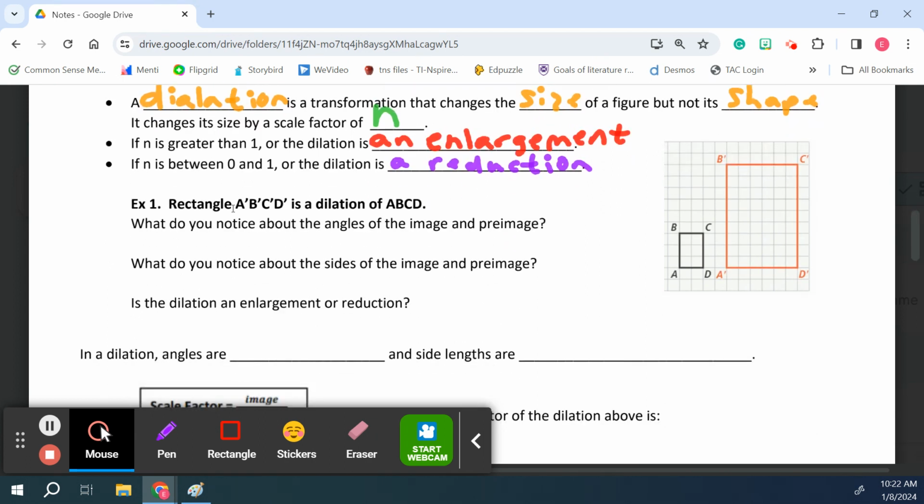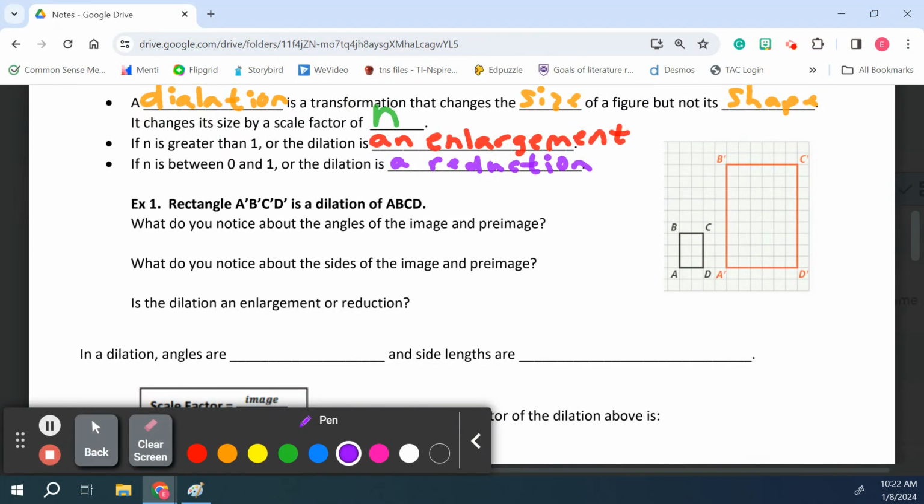All right, so it says rectangle A prime, B prime, C prime, D prime is a dilation of A, B, C, D. So I am going to label these. In this case, this is our pre-image, this is our image. Remember, the primes always represent what's happening with it. Now, if we take a look at this, it says, what do you notice about the angles of the image and pre-image? In this case, they are congruent. Angles determine shape, so those should not change. Okay?